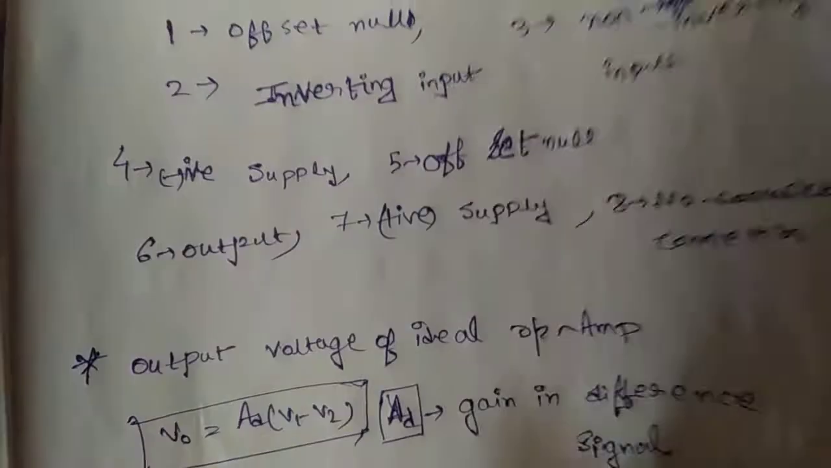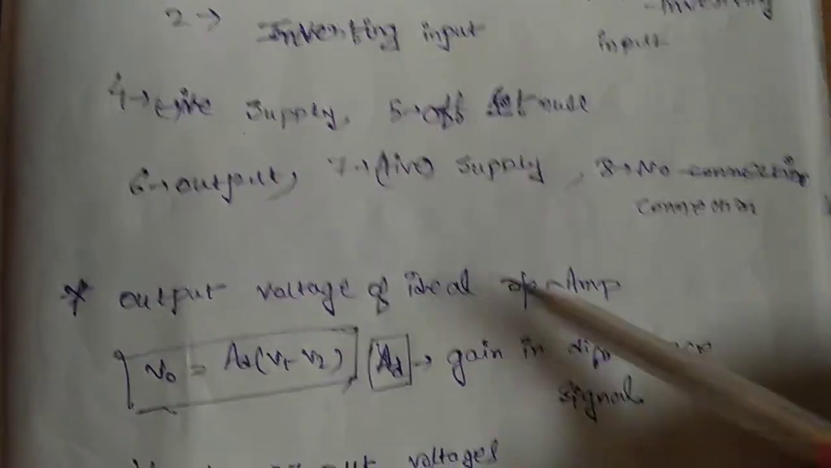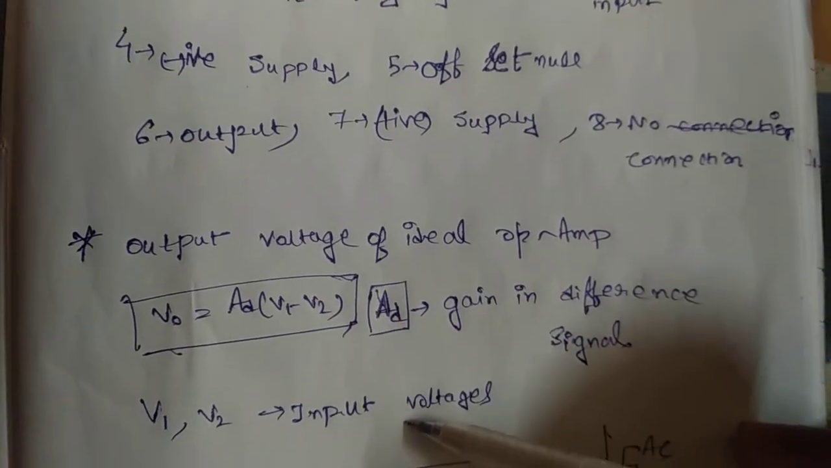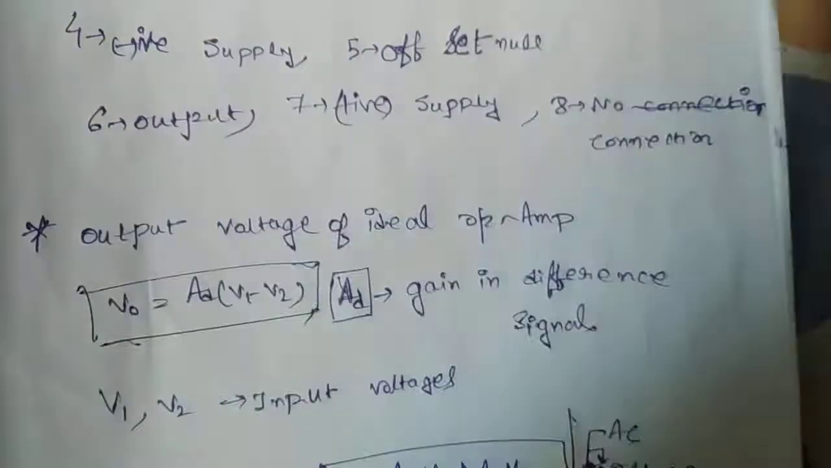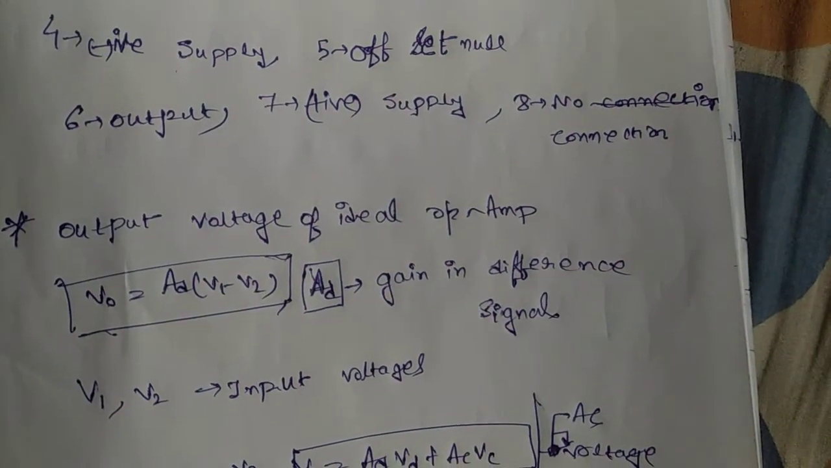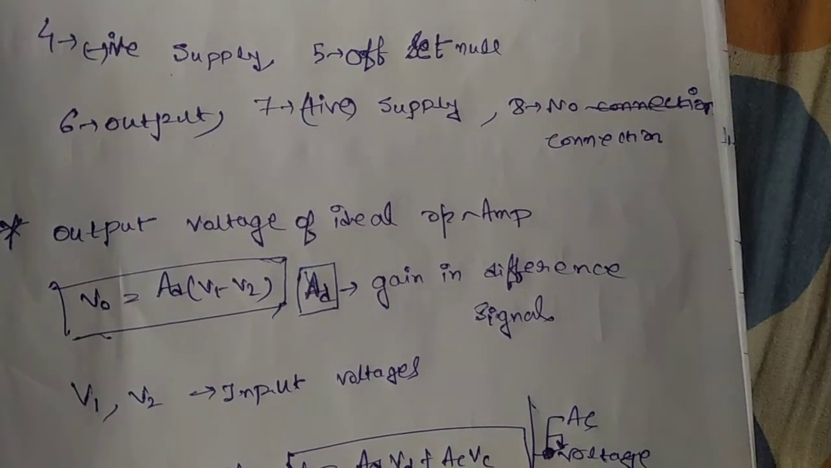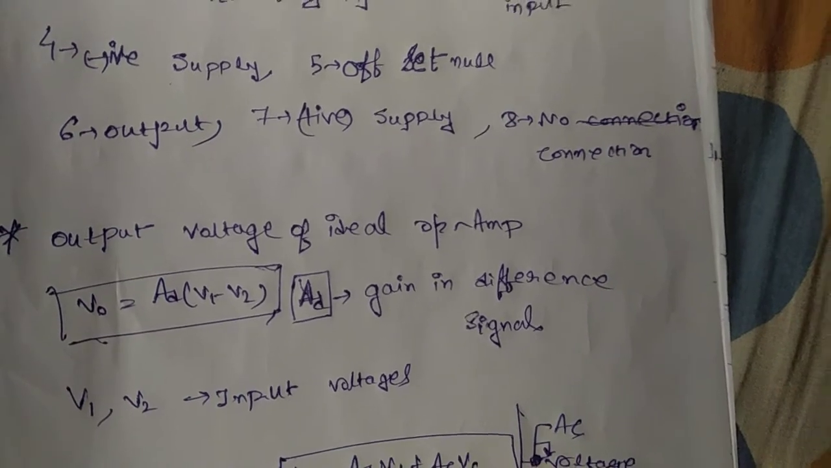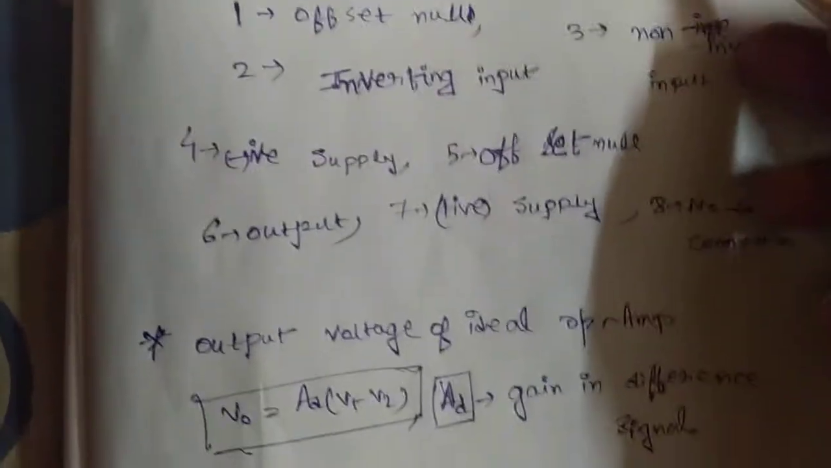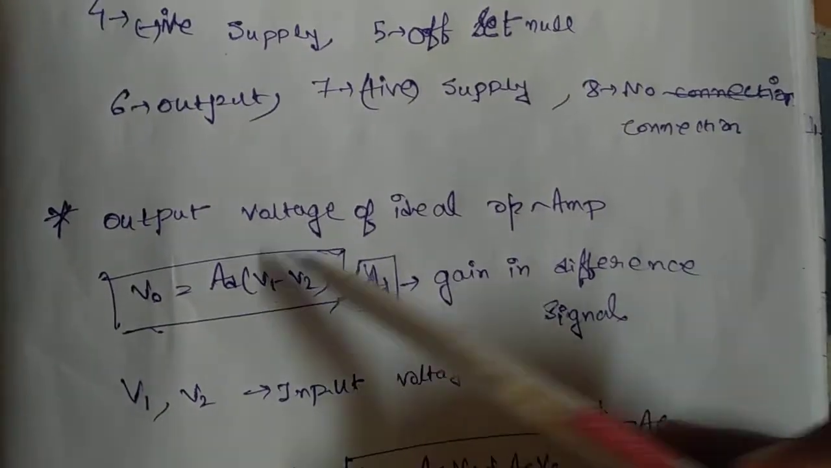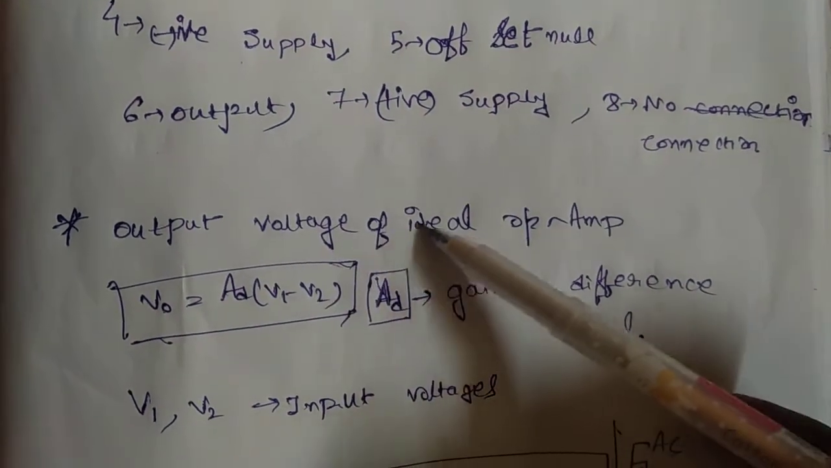Now let's discuss some short information about the op-amp. What will be the output voltage of an ideal op-amp? Let V1 and V2 be the two input voltages. I will discuss the input offset voltage: the voltage which should be applied between the input terminals to balance the amplifier is called the input offset voltage. So, to balance the operational amplifier, two voltages V1 and V2 are applied at the input terminals. Then what will be the output voltage?